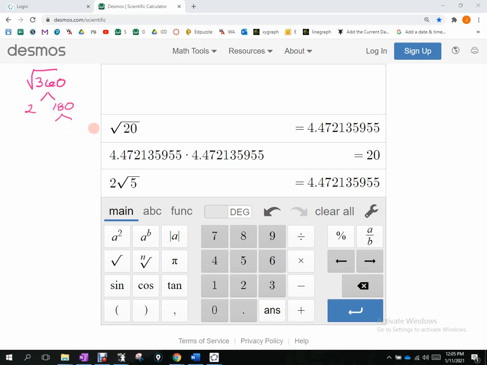I heard 90 and 2. I heard 18 and 10. 36 and 5. A lot of different options. Doesn't matter which ones you choose. They will all work. Now, your tree might look different than anybody else's, but I'm going to go 2 and 90.